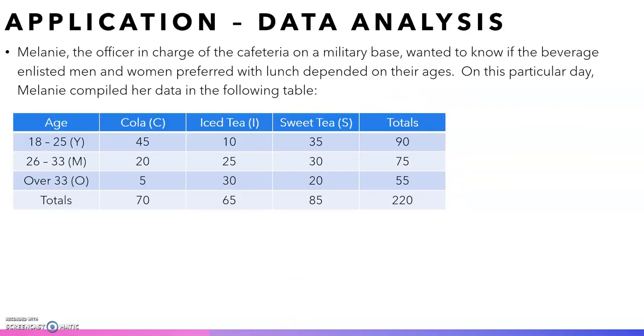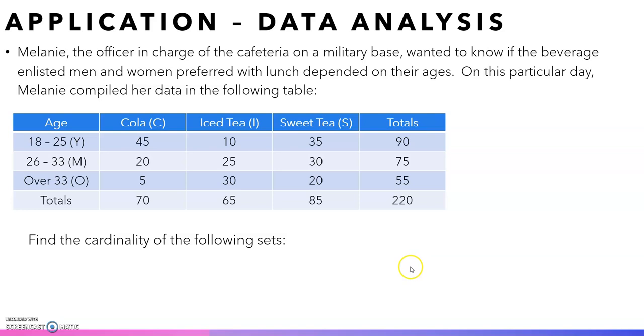Melanie, the officer in charge of the cafeteria on a military base, wanted to know if the beverage enlisted men and women preferred with lunch depended on their ages. On this particular day, Melanie compiled her data in the following table. She broke it down into age groups, Y, M, O, young, middle age, old, and the different drink types are cola, iced tea, and sweet tea. We have totals to the right and totals across the bottom.